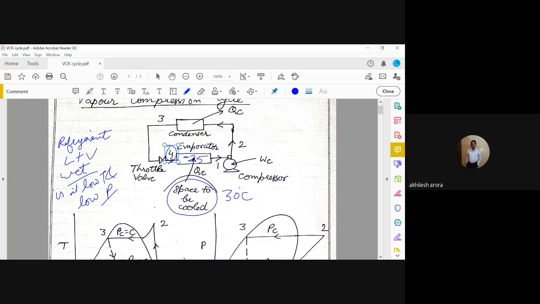I can't throw it to the surroundings. The reason is simple, because the surrounding temperature nowadays is around 30 degrees Celsius. In peak summer it may be 45 degrees Celsius.